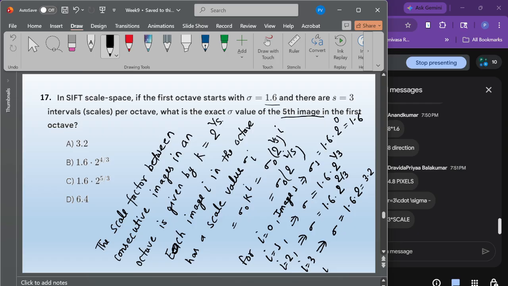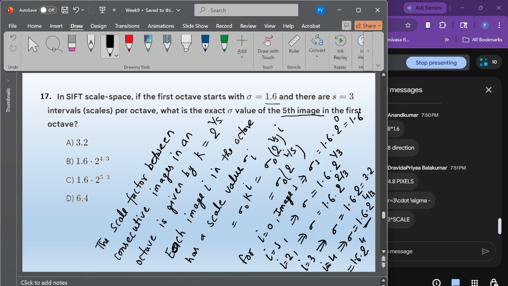For i is equal to 4, that means which image? Fifth image. So the fifth image will be sigma is equal to 1.6 into 2 to the power 4 by 3. So for the fifth image, this is our answer: 1.6 into 2 to the power 4 by 3. It is directly given, so we don't need to calculate. For the fifth image, we need to check, and if you check, this is our correct option for this one.